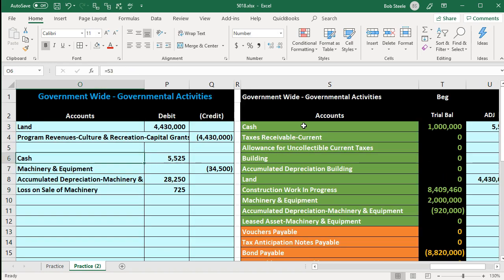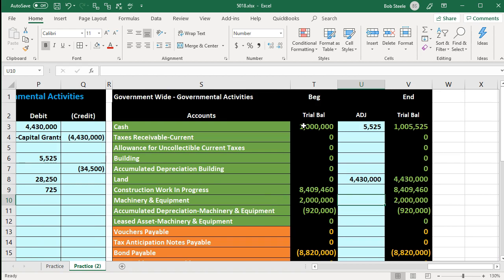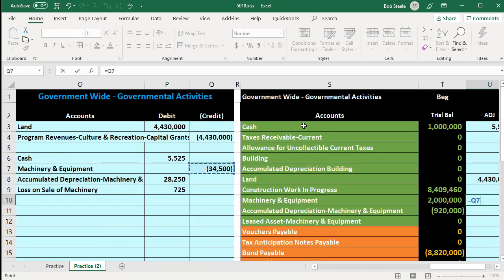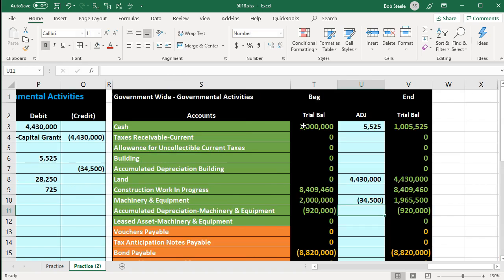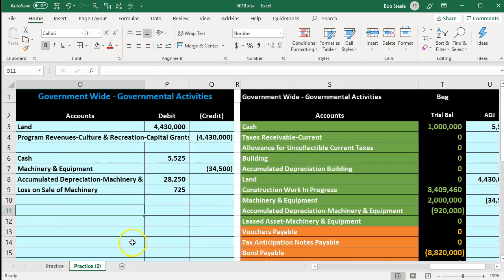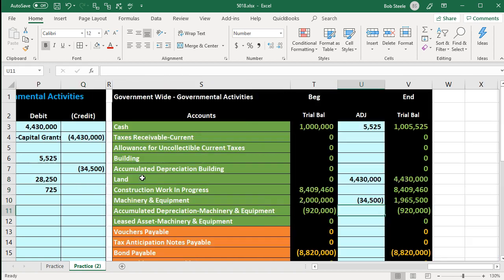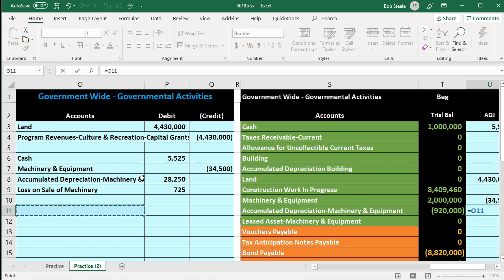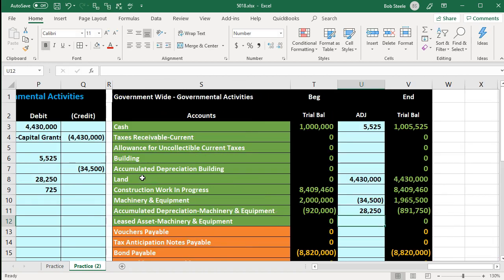And then we have the machinery and equipment. It's going to be credited. Here's the machinery and the equipment. We're going to put that in U10 equals, scrolling over, picking up the machinery and equipment, and it goes down. And then we're going to pick up the accumulated depreciation right underneath it. So accumulated depreciation in U11 equals, and we'll pick up that amount.